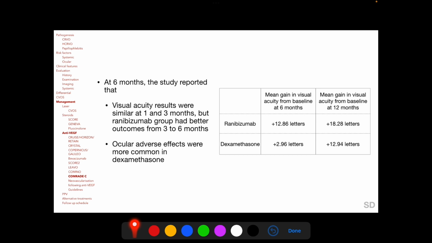At the end of 6 months, the COMRADE C trial reported that visual acuity results were similar at 1 and 3 months from baseline in both the ranibizumab and dexamethasone group, but the ranibizumab group had better visual outcomes as compared to the dexamethasone group from 3 to 6 months since baseline, and also ocular adverse effects were more common in the dexamethasone group. So at 6 months from baseline, gain in visual acuity was more in the ranibizumab group than in the dexamethasone group.